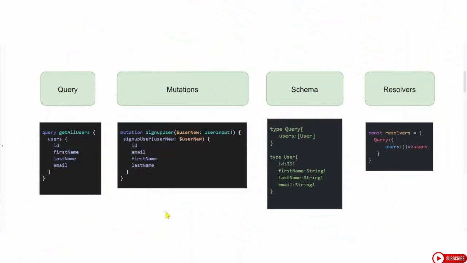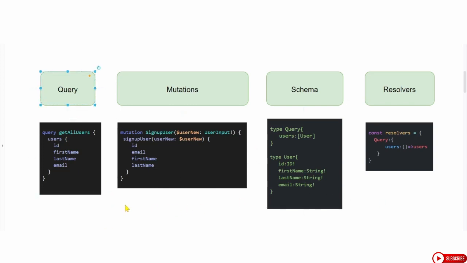All right. Now I would like to explain a few of the terminologies that we have in GraphQL so that you can get a very clear idea before you write the code. We have these different things in GraphQL: query, mutation, schema, resolver. What are all these different things? Let's understand one by one.